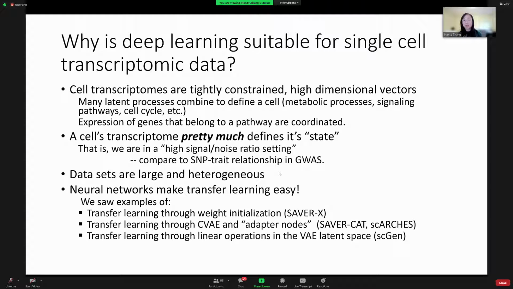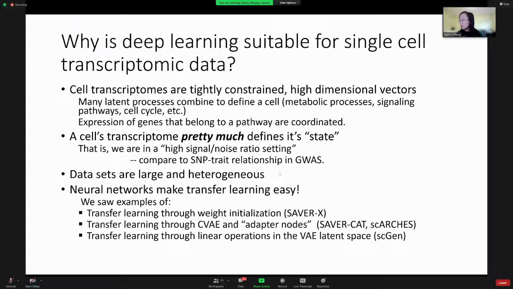So we saw three examples of transfer learning through neural networks. The first is through weight initialization. That's the easiest. The second is through a conditional variational autoencoder and these things that are called adapter nodes. And then the third is basically doing linear operations in the latent space. And we see that they all have some degree of success in this field.